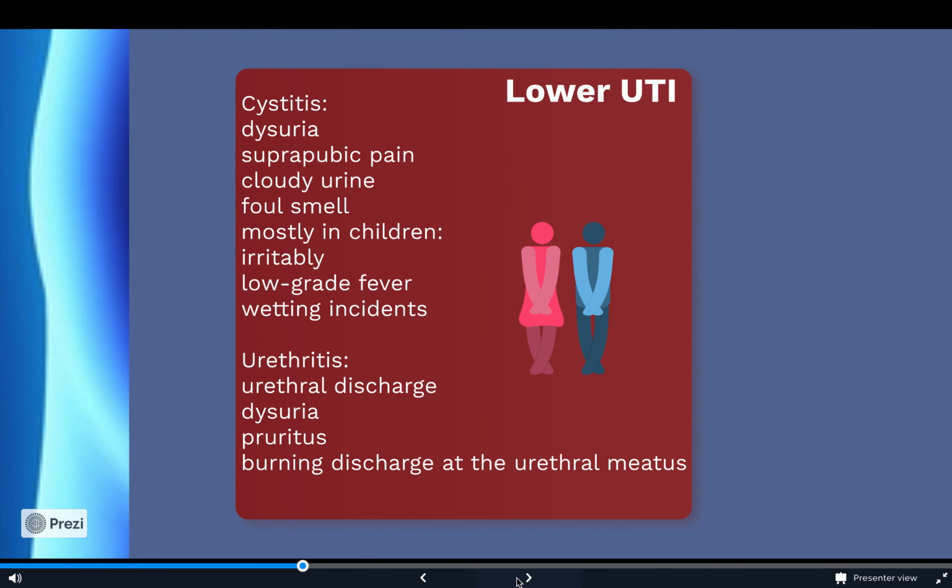In lower urinary tract infections, I will be talking about cystitis and urethritis. In cystitis, the clinical manifestations are dysuria, suprapubic pain, also known as lower abdominal pain, cloudy urine, and foul smell after urinating. In children, we can see a low-grade fever and wetting incidence, as well as irritability and crying. This is located in the bladder for cystitis. In urethritis, we can see urethral discharge, dysuria, pruritus, and burning discharge at the urethral meatus. Urethritis is located in the urethra.